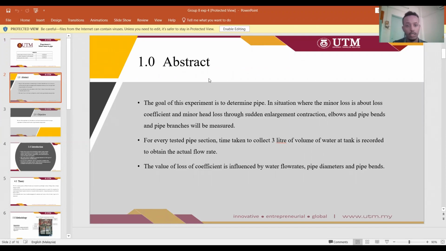Abstract. The goal of this experiment is to determine the head loss in situations where minor loss occurs. The loss coefficient and minor head loss through sudden enlargement, contraction, elbows, pipe bends, and pipe branches will be measured for every tested pipe section. The time taken to collect 3 liters of water in the tank is recorded to obtain the actual flow rate. The value of the loss coefficient is influenced by water flow rates, pipe diameters, and pipe bends.